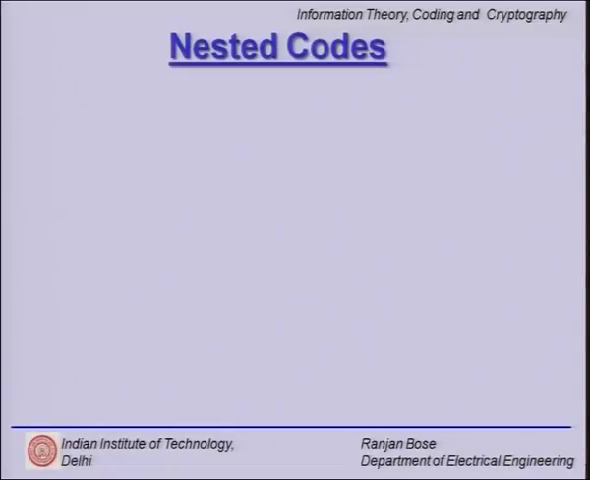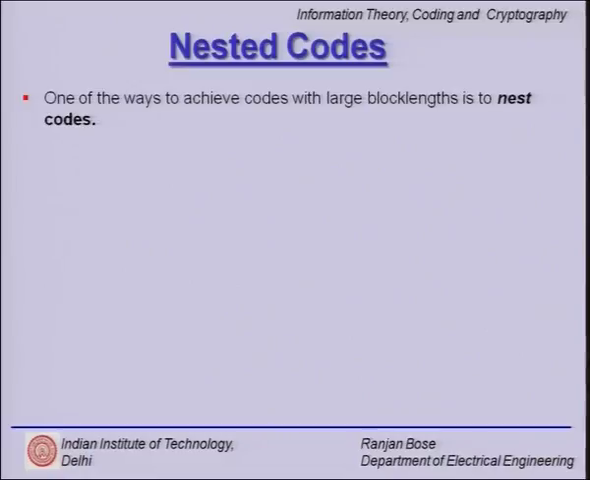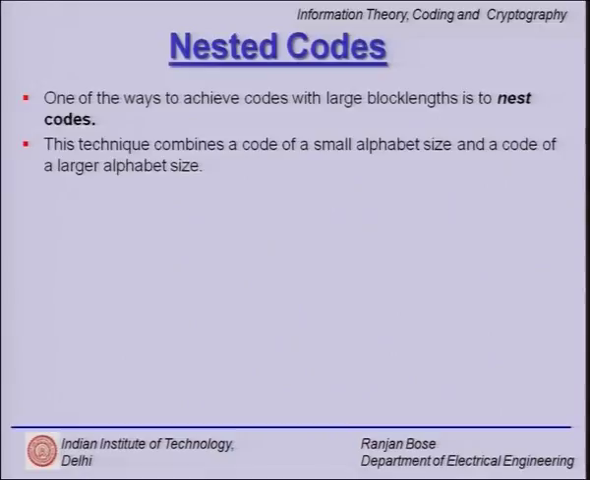Now, we come to the notion of nested codes. One of the ways to achieve codes with large block lengths is to nest codes. What do we mean by that? In this technique, we combine a code of small alphabet size and a code of a larger alphabet size. So, we are combining two codes and nesting them. We will have a notion of an inner code and an outer code.